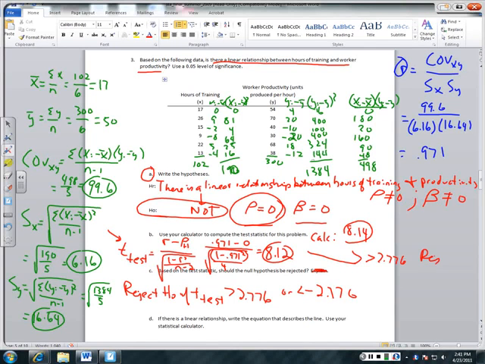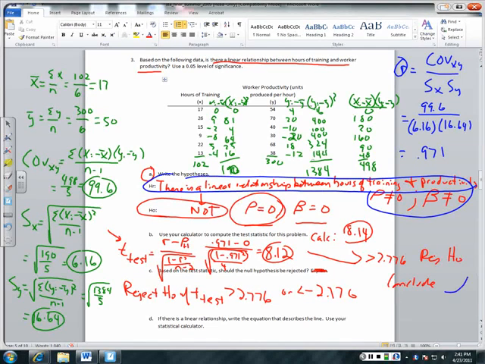So we reject H0, and we conclude that there is a linear relationship, that the population slope and the population correlation are not equal to 0, whichever way you were to test that.